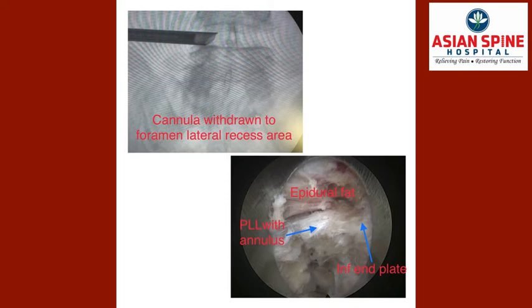And 3 o'clock is the inferior end plate. Here we are more interested to work inferiorly at this point because the fragment is just skirting the pedicle, and if we imagine superimposing the C-arm image on this, we can understand the fragment is just skirting the pedicle. So here we need to work more inferiorly at this aspect.